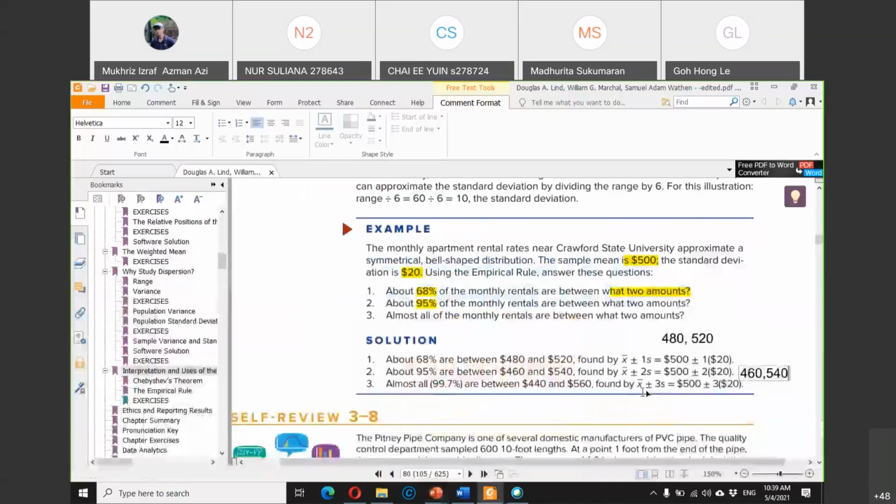And finally, plus minus 3. You can see here, you can calculate this on your own. What is the value? Okay, so that's about it.